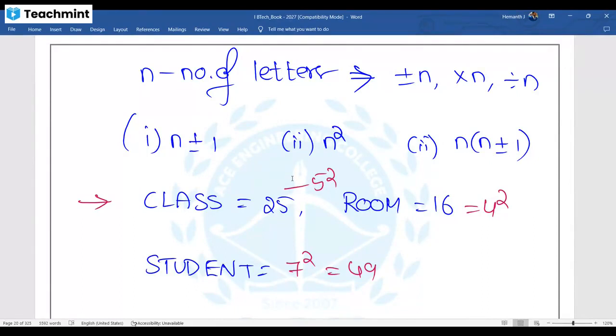Class is 25, room is 16, then student will be 49. Number of letters are n square, n plus or minus 1, n into n plus or minus 1, different logics. With number of letters also they are creating the logic. Take note of that point. Just to mention, one of the companies gave N minus 1.